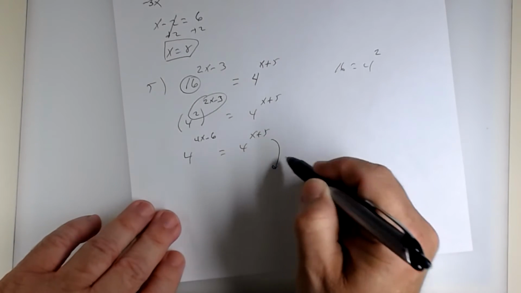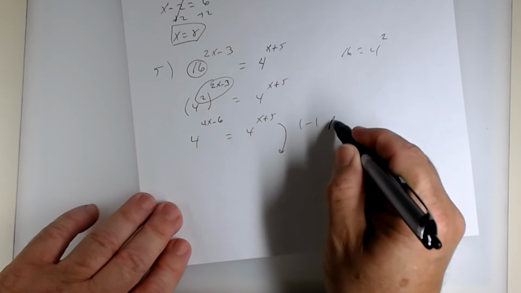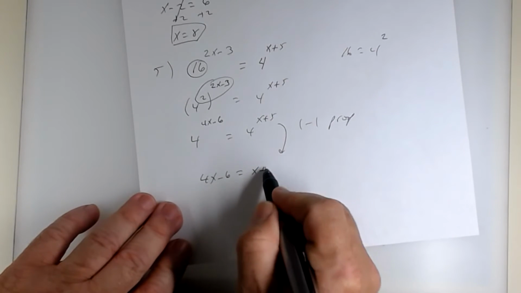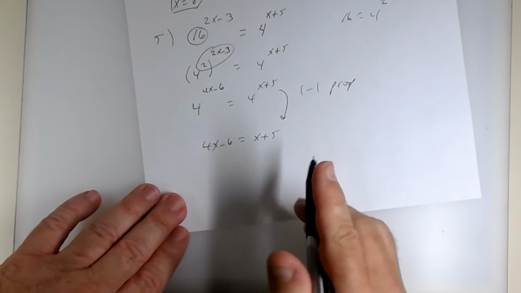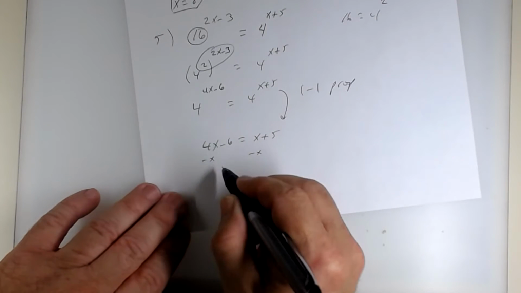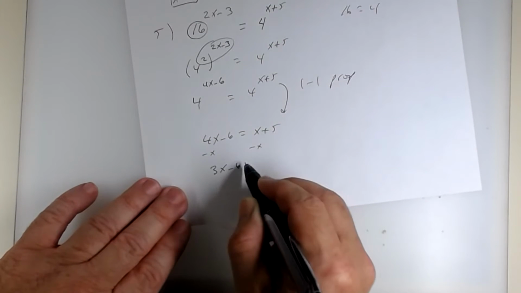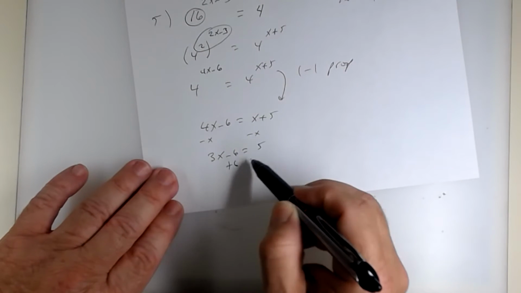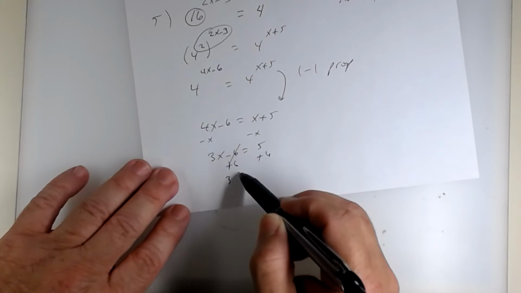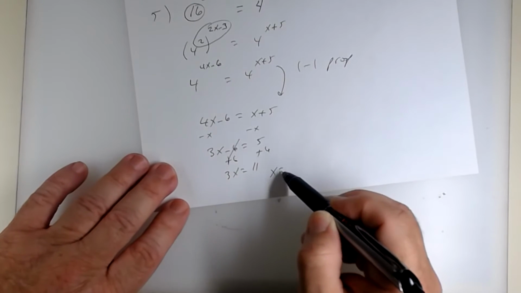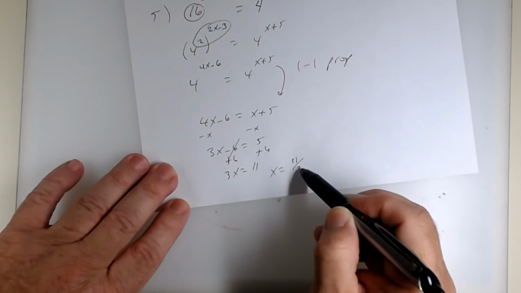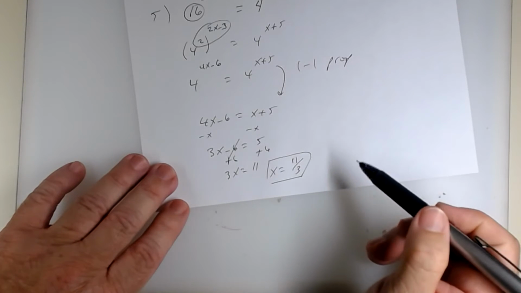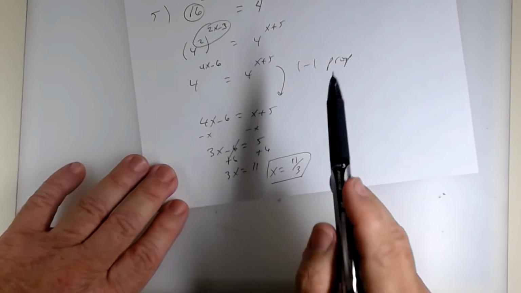And then what's the next step? 4x minus 6 equals x plus 5. Subtract x. So I get 3x minus 6 equals 5. What's the next step? Add 6. So 3x equals 11. So what's x? x equals 11 over 3. Now let's do the same problem using base 2.